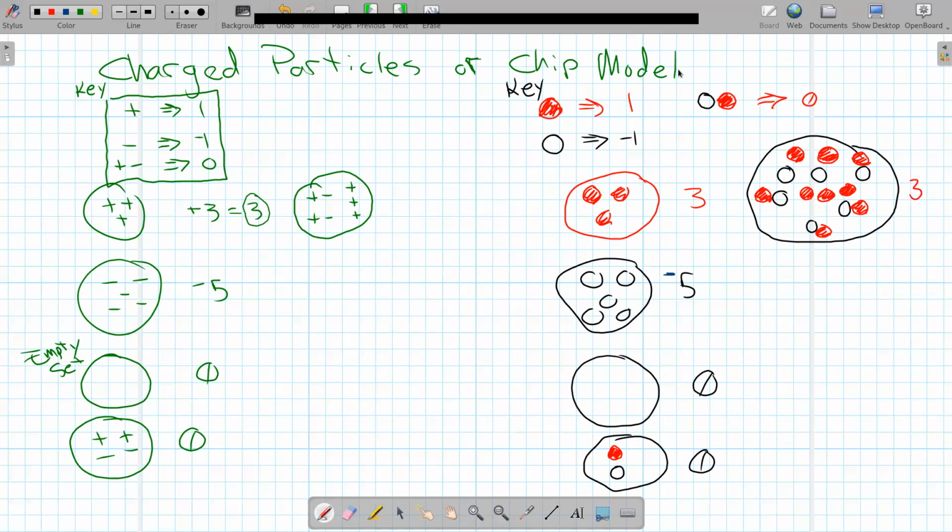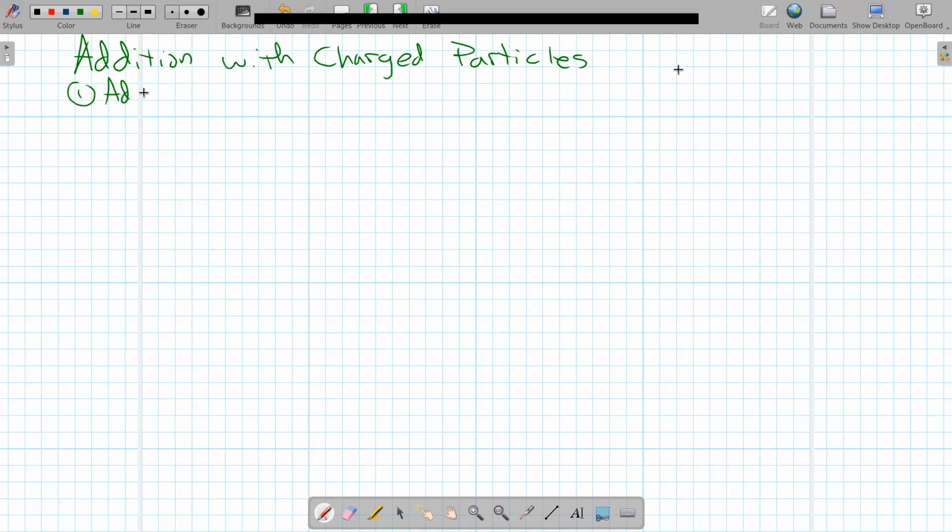So let's take a look at addition. And I'm going to use the charged particle models. I like the pluses and minus symbols. Addition with charged particles. There's 2 things I need to know to do how to do this. 1, what does addition mean? So addition, from way back in the course, we decided means just combine and count.